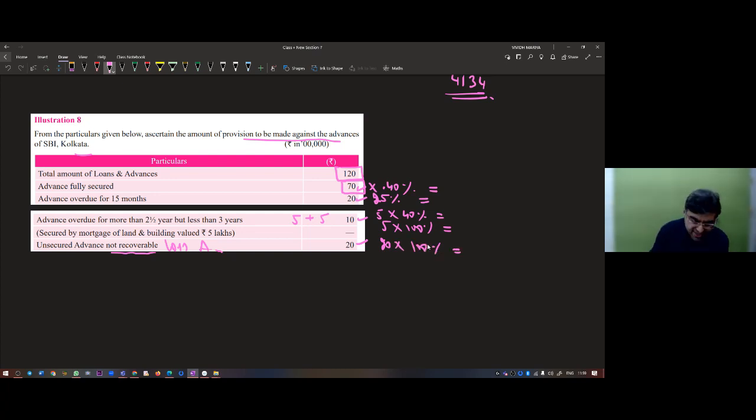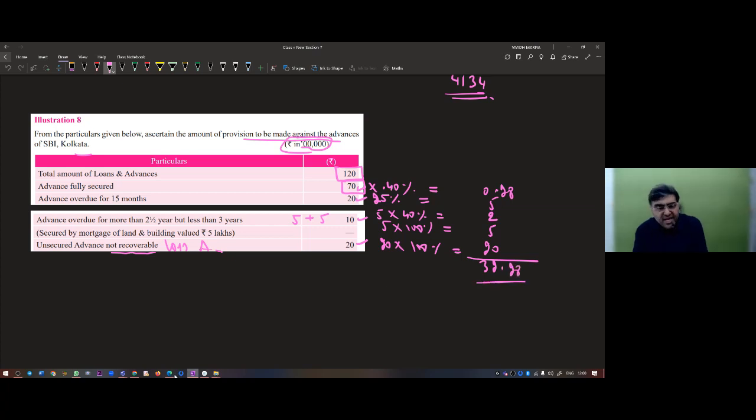Let's verify the answer. Answer will be in lakhs. 70 into 0.4, it is 0.28 in lakhs. 25% is 5. 5 into 40% is 2. 5 into 100% is 5. 20 is 20. 20, 25, 30, 32, 32.28.